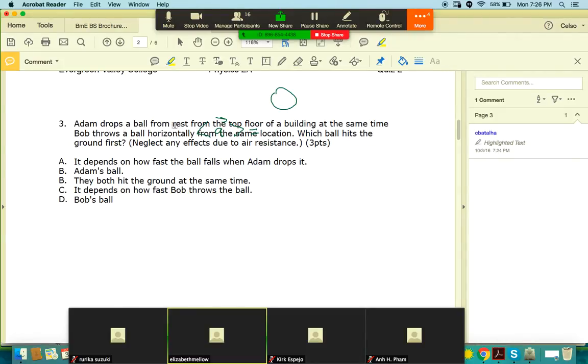But Adam drops the ball from rest, right? So this makes no sense because he drops from rest. B, Adam's ball, no. They both hit the ground at the same time. So C, A, B, B, this is wrong. This should be C. Right, the third option. The fourth option, it depends on how fast Bob throws the ball. No, it doesn't. And D, Bob's ball. No, so it should be the third option, which is the second B. They both hit the ground at the same time. Okay?